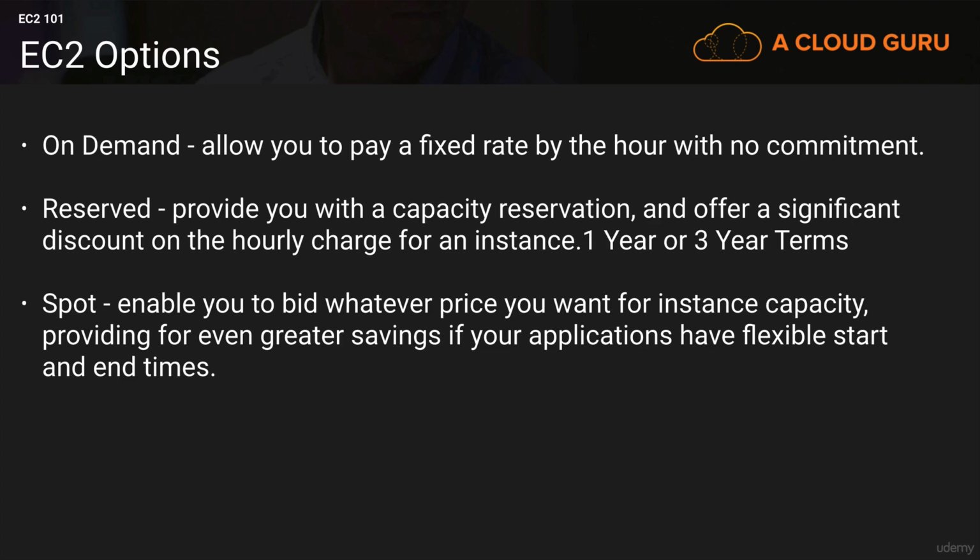So then we have spot. Now think of spot pricing just like the stock market. Basically, a stock price goes up and down all the time, depending on different market conditions, depending on supply and demand. So spot enables you to bid whatever price you want for instance capacity, providing you with even greater savings if your applications have flexible start and end times. So basically what you do is you put in a bid price, and if the bid price is higher than the spot price, and the spot price is the market rate at which you're paying for that particular instance, then you'll be able to provision that instance. But when the spot price goes higher than your bid price, that instance will then be terminated. And we'll talk about that in a couple more slides.